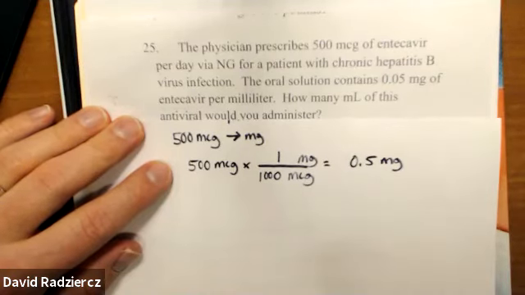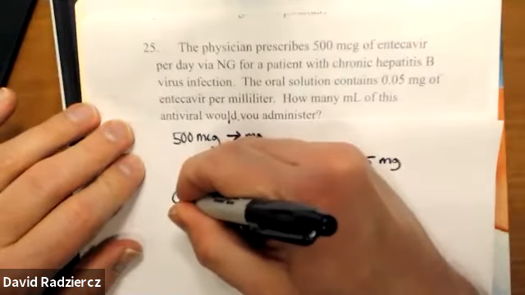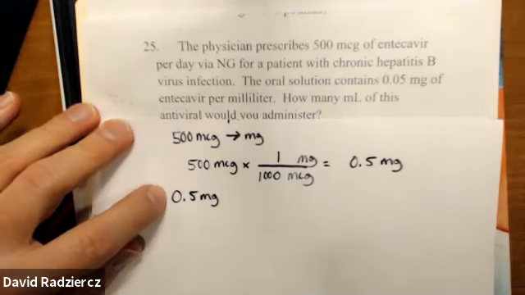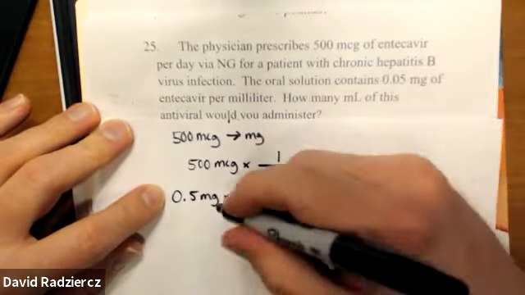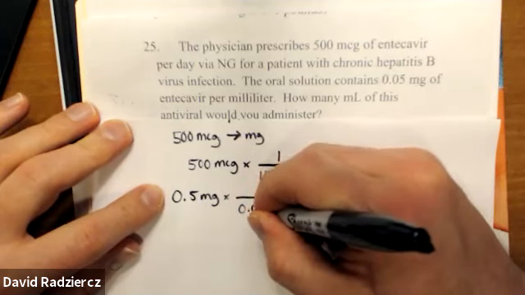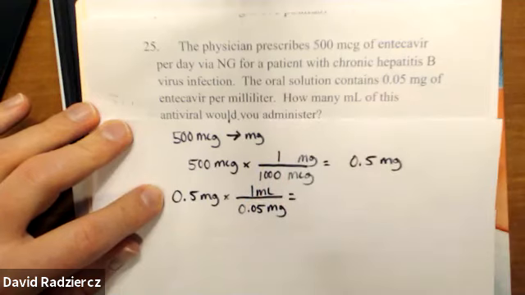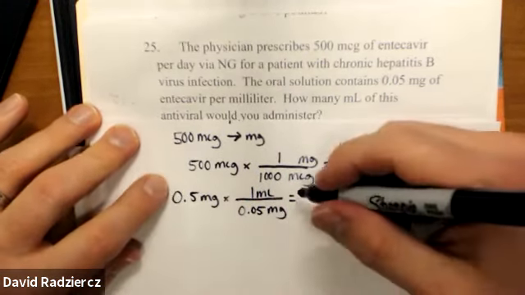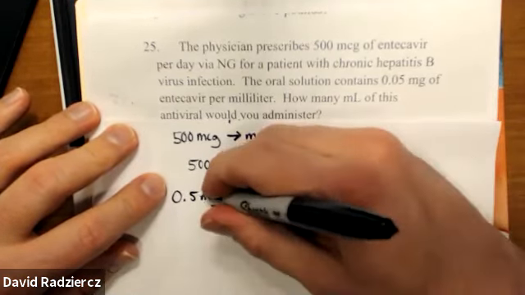Now that I have that, I can solve the equation. I take my order, converted into milligrams, and I take what I have available, which was 0.05 milligrams per milliliter. Then when I do 0.5 divided by 0.05, I get 10 milliliters.